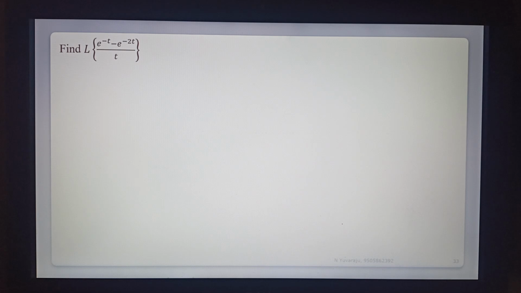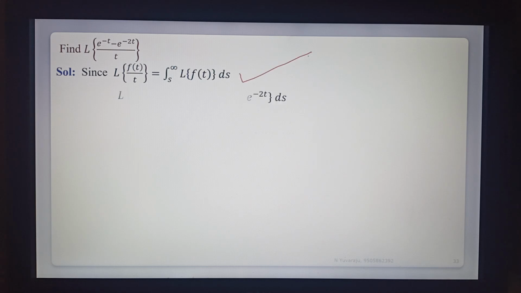Next example: find L of (e power minus t minus e power minus 2t) by t. So this is f of t by t, the division by t form. Using this formula, L of (e power minus t minus e power minus 2t) by t is equal to the formula: integration from s to infinity of L of f of t.